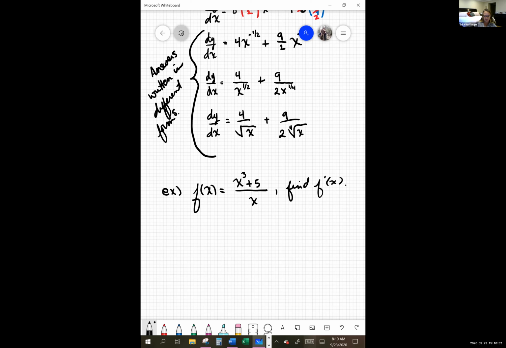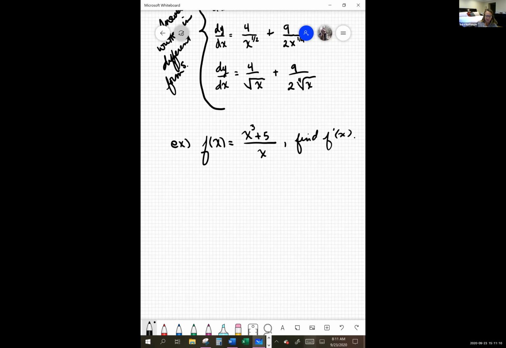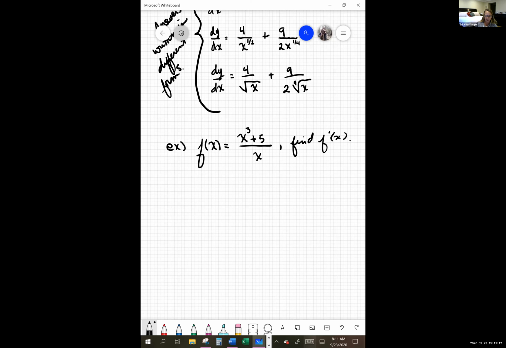There is what is called the quotient rule. So if you have a polynomial divided by a polynomial, or a rational function, then we just can't take the derivative of the top and the derivative of the bottom. It doesn't equal that. And we'll look at that later. So we have to manipulate this so that we can take the derivative.